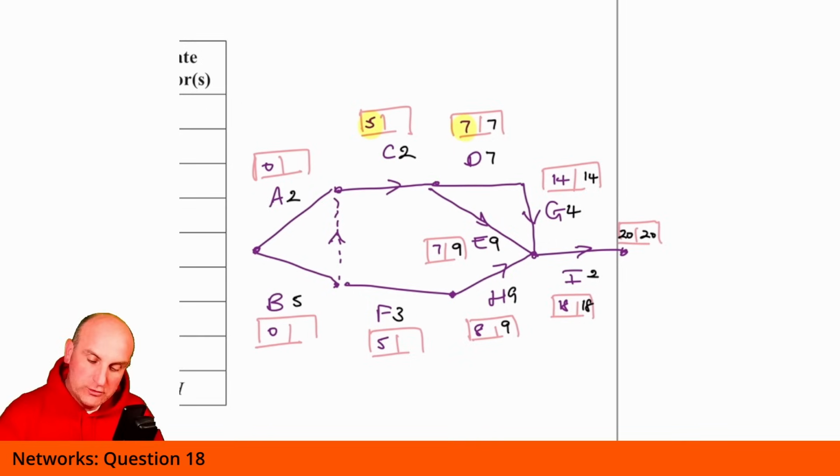Okay, now I've got a choice coming in at this node here, because I've got D and E coming in. Well, D's latest is 7. E's latest is 9. You use the smallest, so it becomes 7. 7 minus 2 gives me the 5. We like that. All right, so let me see. What have we got here?